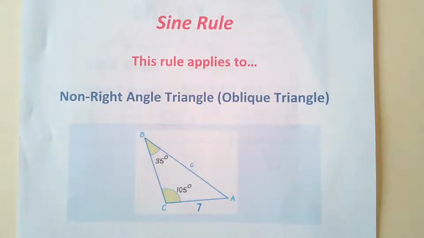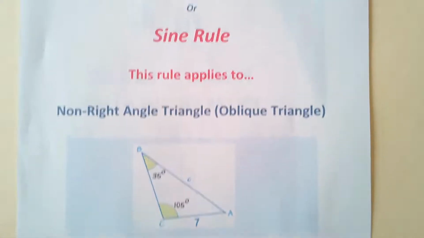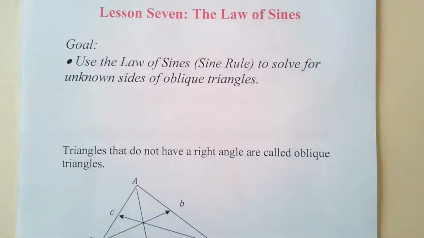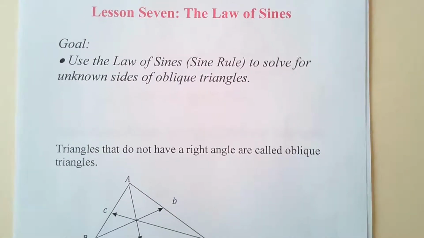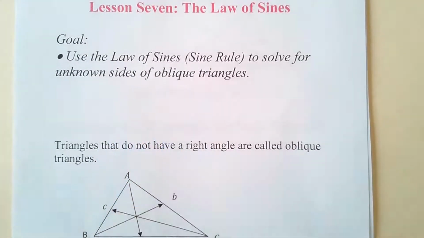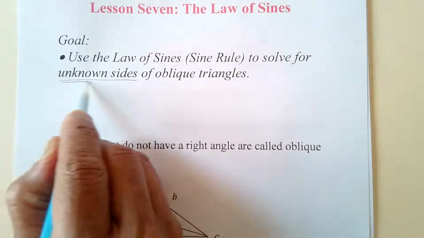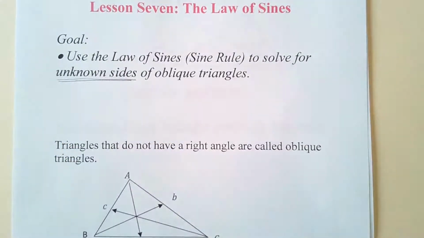So we cannot use the Pythagorean theorem, nor one of the trig ratios to find a missing side or angle. Therefore, we focus on the sine rule. Our goal today, which is lesson 7, is to use the law of sines, or the sine rule, to solve for an unknown side. The next lesson will find the unknown angles.